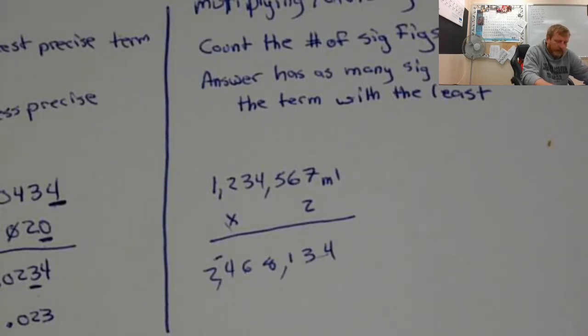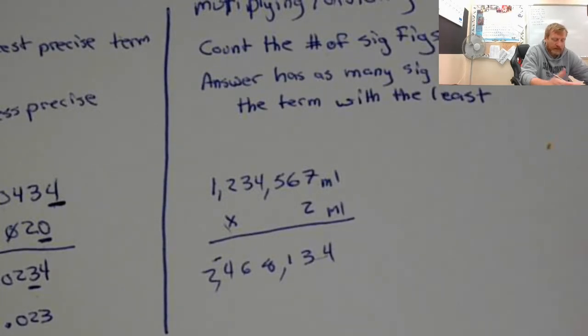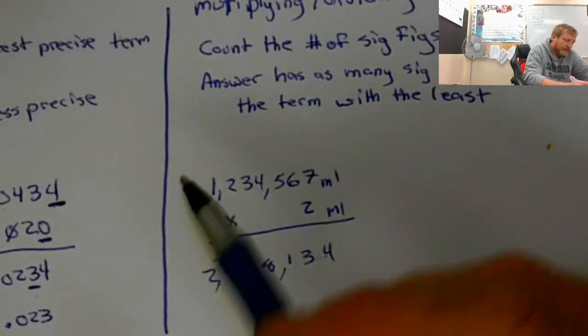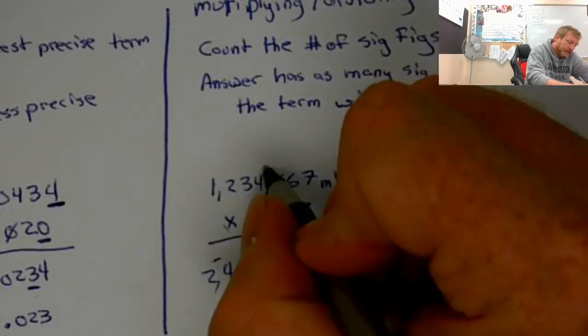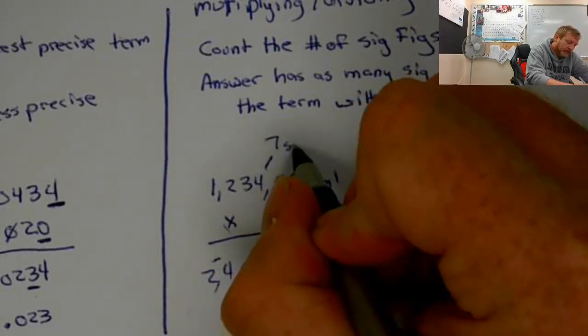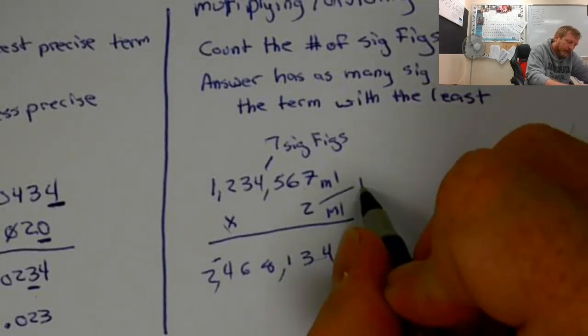2,468,134. But now I have to count in each of these terms how many significant figures I had, and I've got to round my answer so it contains the same number of sig figs as my least. So this top one, I have 7 sig figs. Everything is significant, but here in the bottom, I only have 1 sig fig.